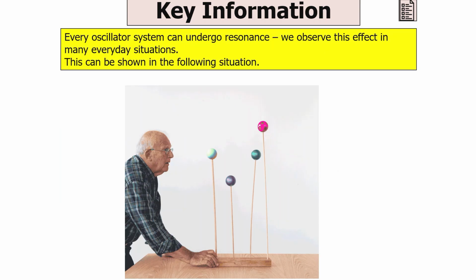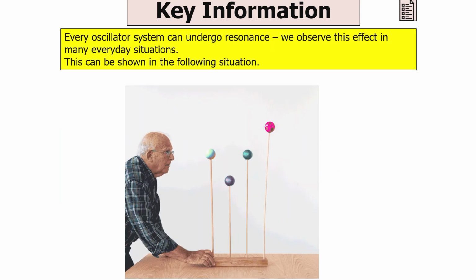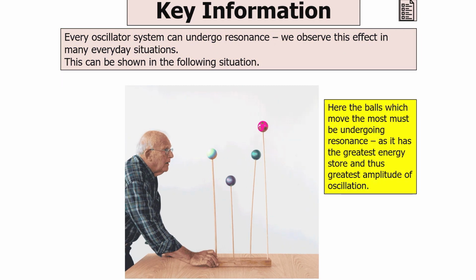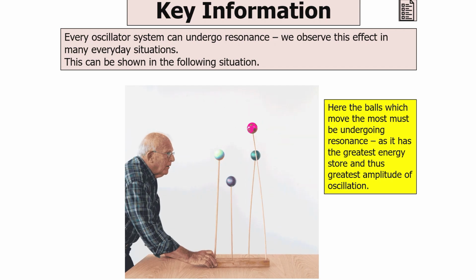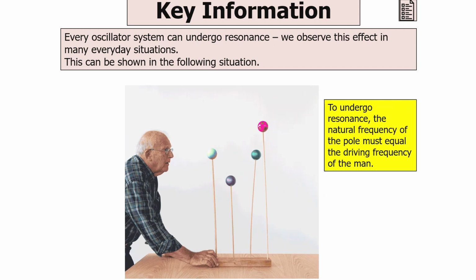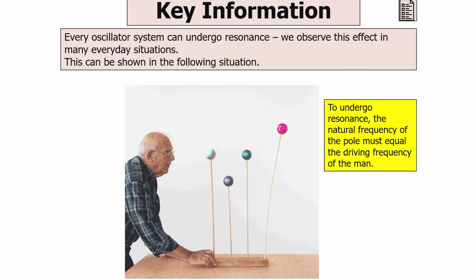Now, every oscillator system can undergo resonance. We observe this effect in many everyday situations, and this can be shown in our following situation. Here, the balls which move the most must be undergoing resonance, as it has the greatest energy store and then the greatest amplitude of oscillation. So to undergo resonance, the natural frequency of the pole must equal the driving frequency of the man.